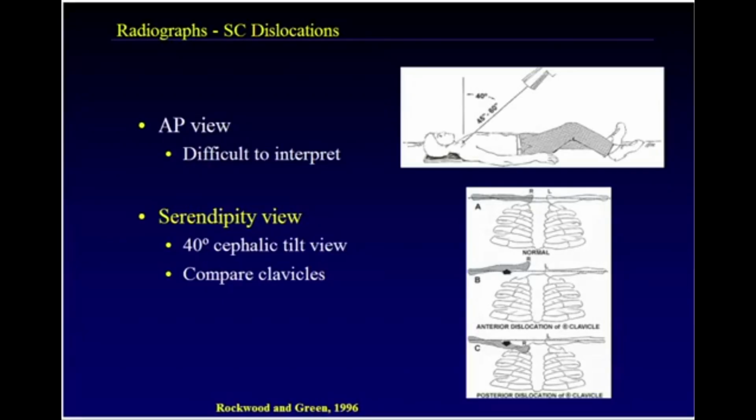It's very difficult to diagnose a sternoclavicular dislocation on a standard AP view chest x-ray, for example. So the view that's recommended is the so-called serendipity view, which is diagrammatically illustrated here, and that's taken with a 40-degree cephalic tilt. This is what it would look like on this view for a normal. You draw a line through the axis of the clavicle on the uninjured side. If the medial end of the clavicle projects anterior to that line, then you have an anterior dislocation. If it projects posterior to that line through the opposite clavicle, then you have, by definition, a posterior dislocation.